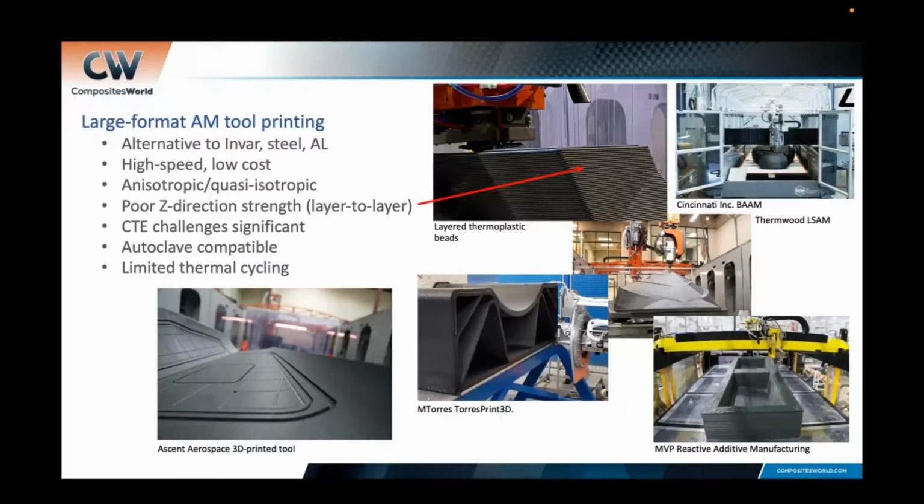The other challenge is there's generally poor Z direction strength, and Z direction refers to that layer to layer strength. Because you're building these molds with beads that are laid down one on top of the other, that adhesion or strength between layers tends to be less than it is in other directions. And so managing that strength and dealing with that is a significant challenge of this process.